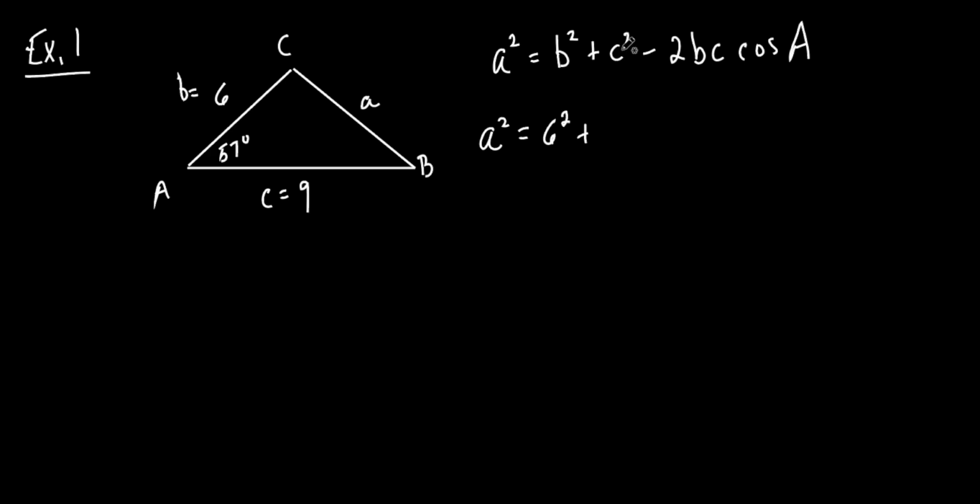6 squared plus C, which is 9 squared, minus 2 times B, which is 6, times C, which is 9, times the cosine of angle A. Remember, this angle has to be opposite of the one that you're solving for. So it is, isn't it? So it's 57 degrees, cosine of 57 degrees. And now, all you got to do is put that in your calculator.